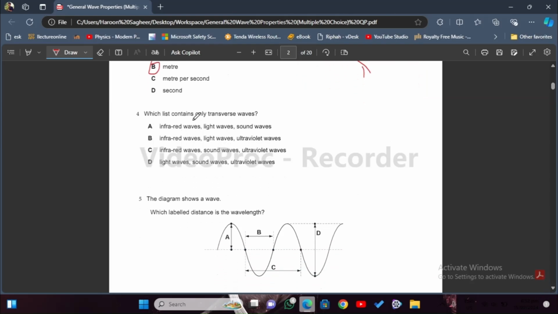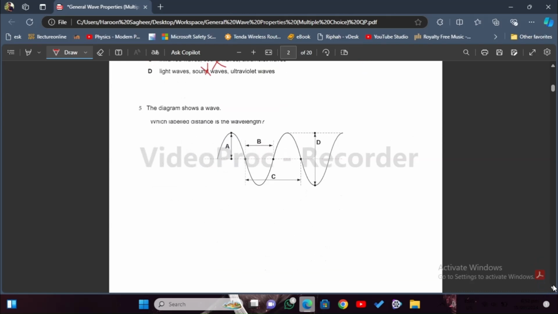Right, which list contains only transverse waves? Now let's see. Infrared waves, light wave, sound wave. Sound wave is a longitudinal wave. Infrared, light, ultraviolet. Yes, this list contains all transverse waves, because if you look at options C and D we have sound waves, so that means those options are incorrect.